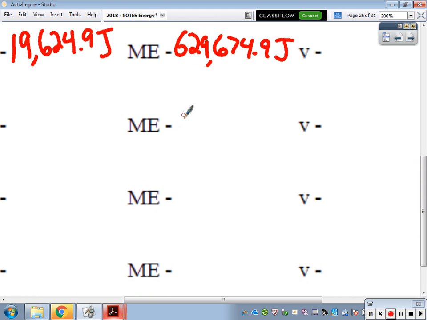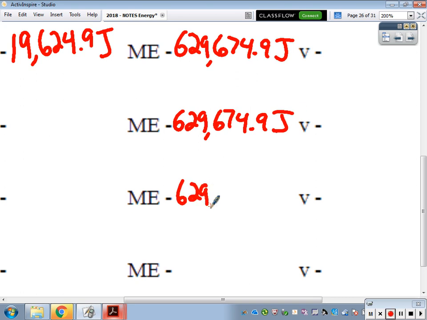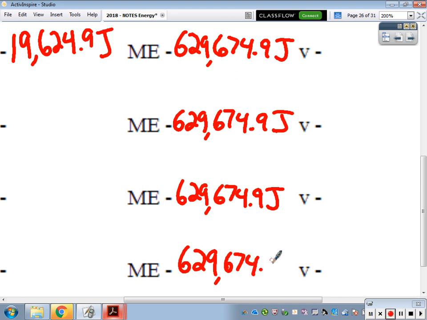Okay? Now, for all of these problems, once you have the mechanical energy, you have the mechanical energy. So we will write out again 629,674.9 joules. Talbot, can I just do a drop arrow? No. Okay, we're going to list it out. You're going to show that you know that that value remains constant over the entire problem. 629,674.9 joules.